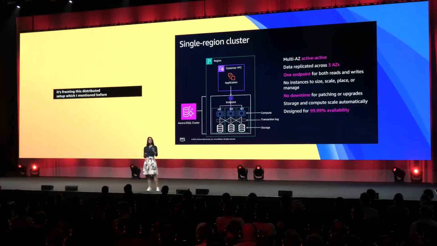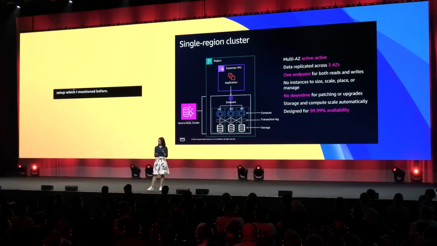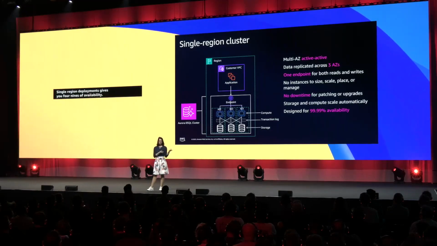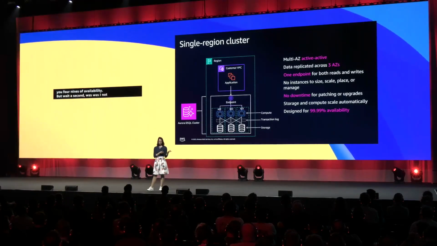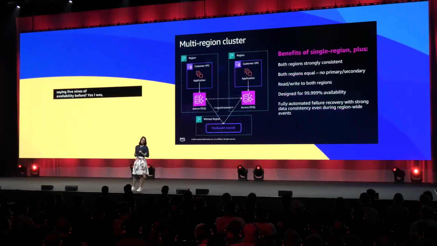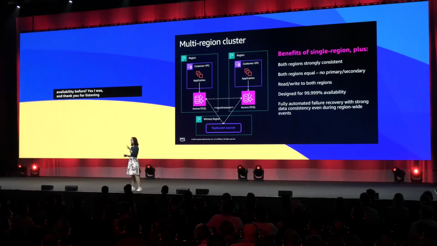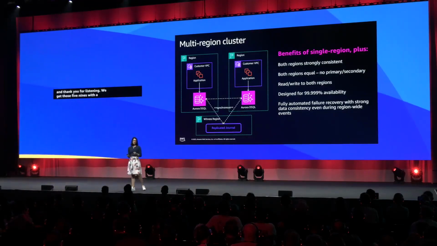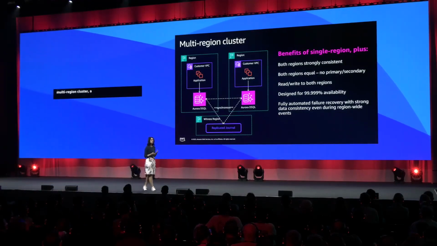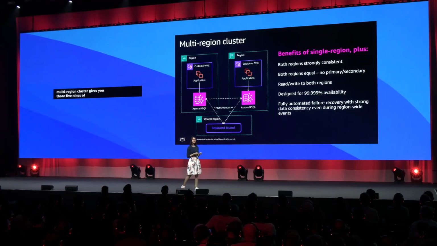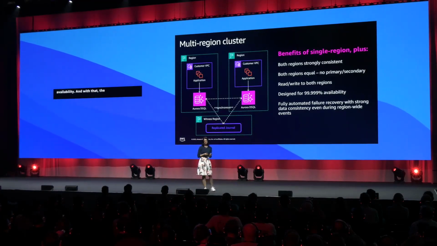Single region deployments give you 4 nines of availability. But wait a second, was I not saying 5 nines of availability before? Yes, I was, and thank you for listening. We get those 5 nines with a multi-region cluster. A multi-region cluster gives you those 5 nines of availability, and with that, the maximum application resiliency for multi-region deployments.